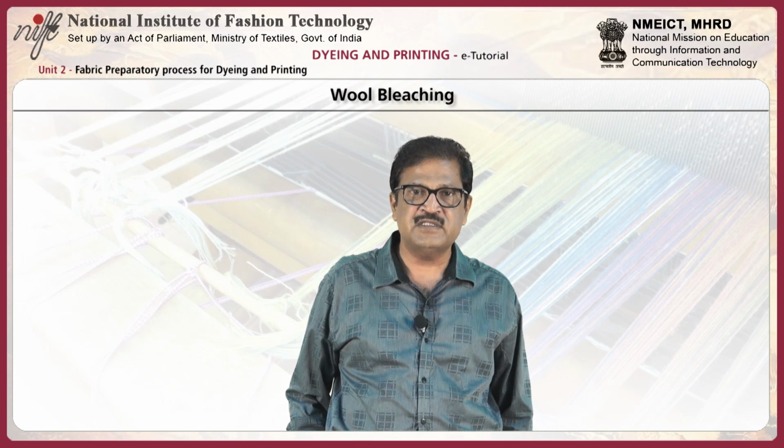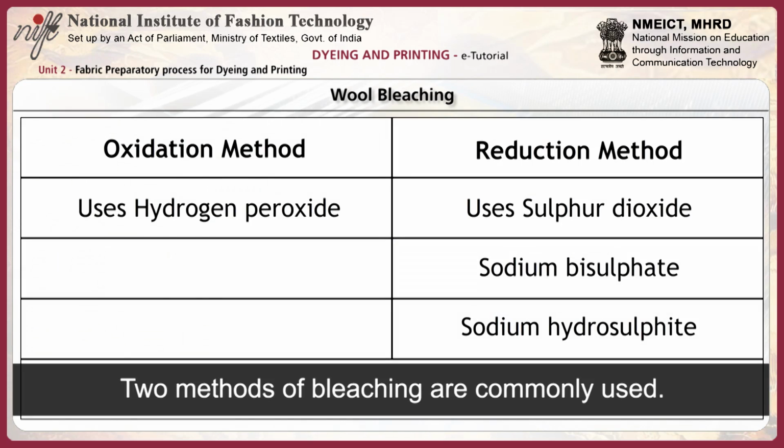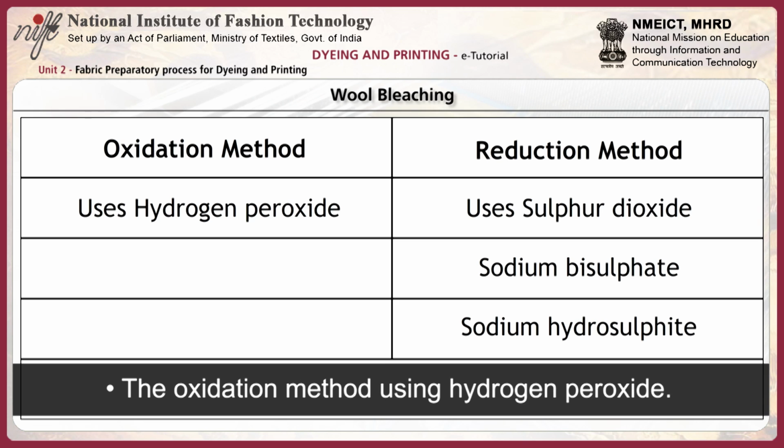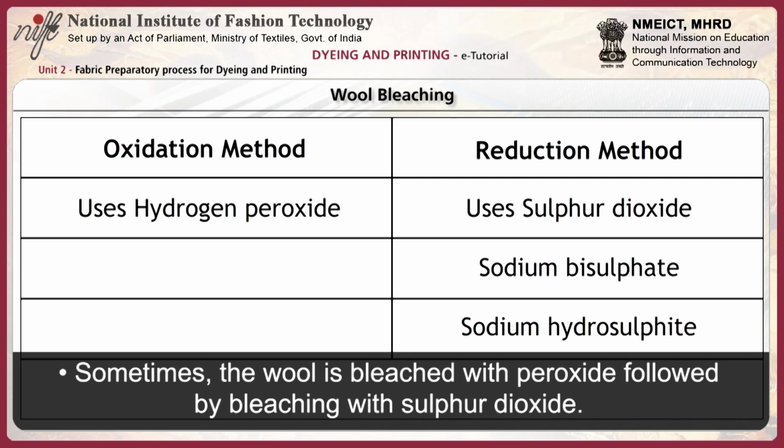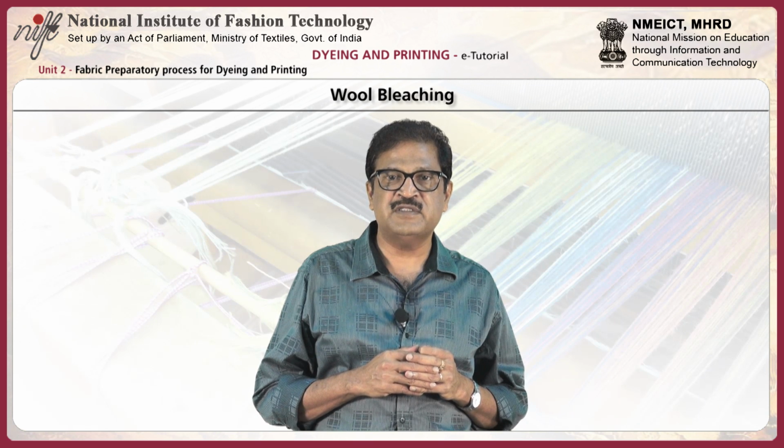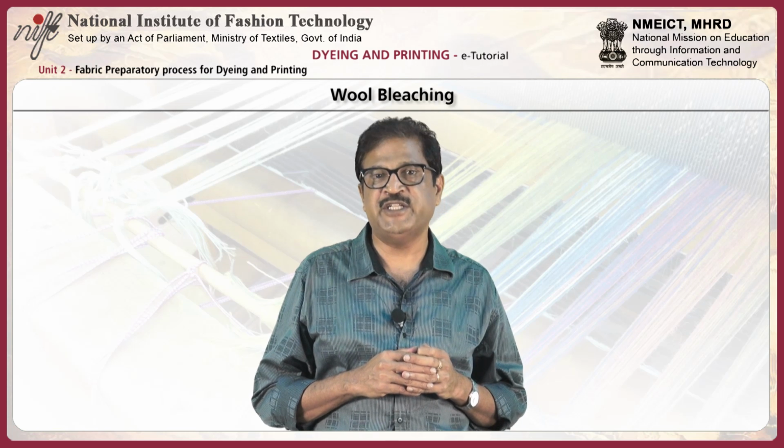Next, we will discuss wool bleaching. Two methods of bleaching are commonly used: the oxidation method using hydrogen peroxide, and the reduction method employing sulfur dioxide, sodium bisulfite or sodium hydrosulfite. Sometimes the wool is bleached with peroxide followed by bleaching with sulfur dioxide. This is a method of peroxide bleaching under acidic condition.